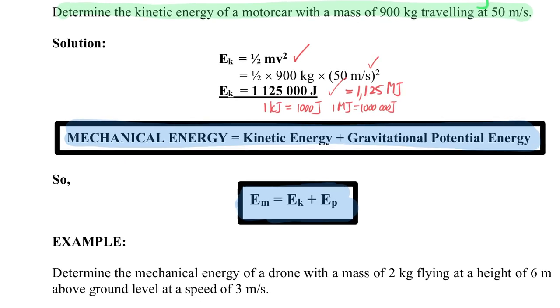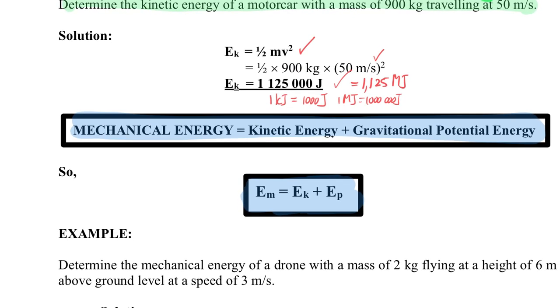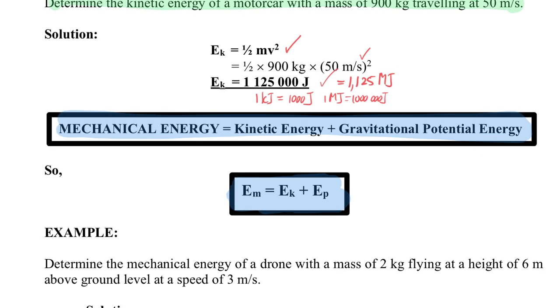And so here we have an example that I would like you to try, seeing that we've now done kinetic and potential energy. It says determine the mechanical energy of a drone with a mass of 2 kilograms flying at a height of 6 meters above ground level at a speed of 3 meters per second. So I would like you to pause this video now and give that a go, and then we will look at the solution once you have done it.